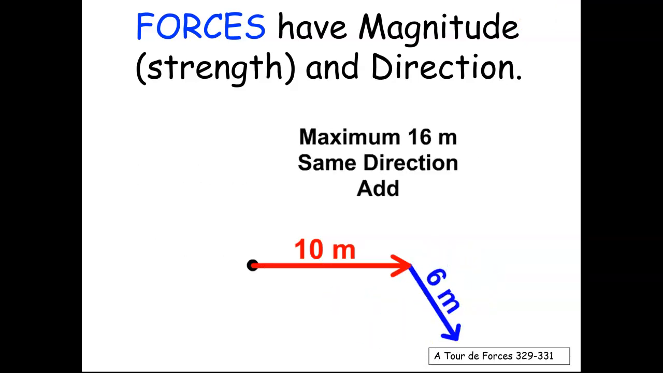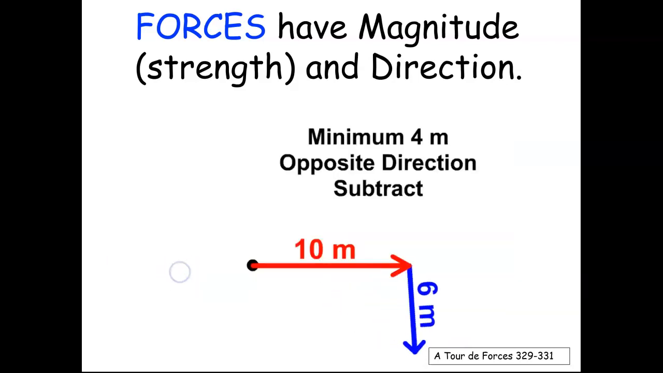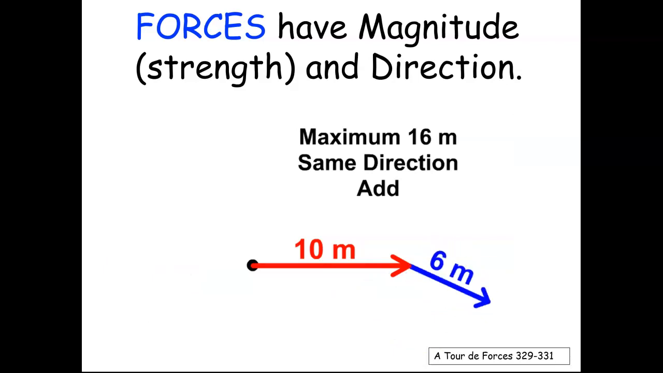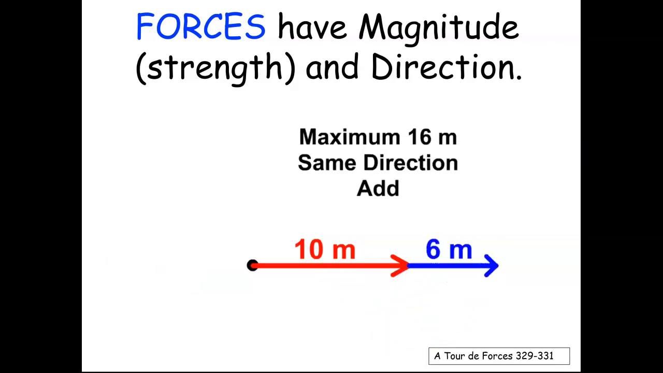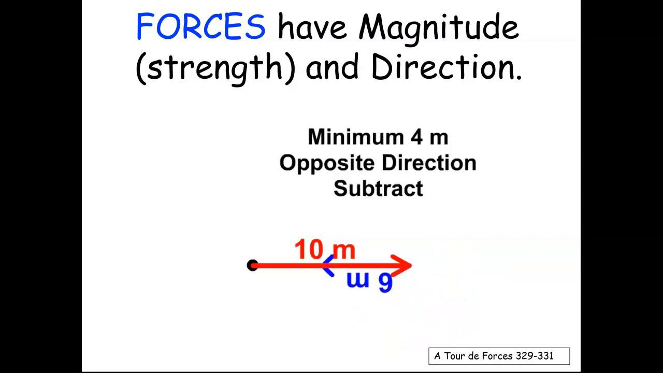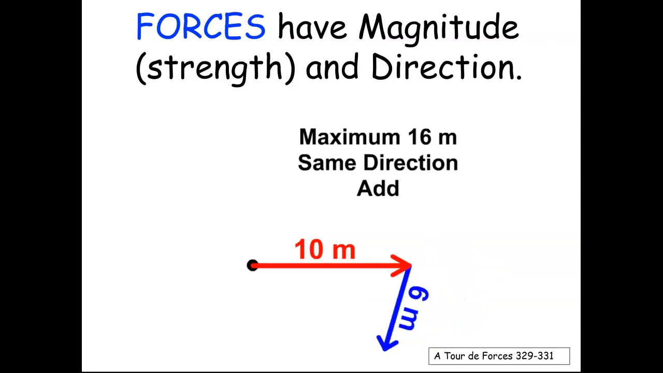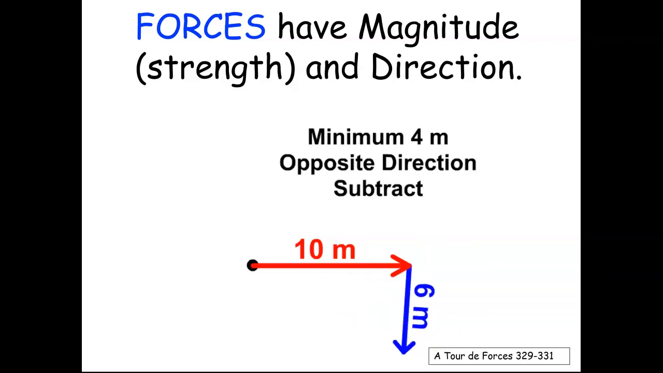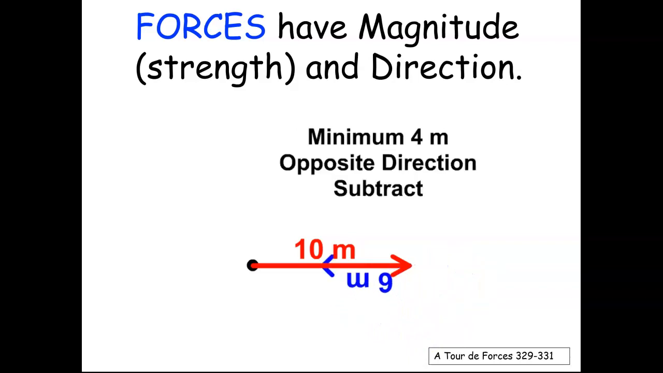So here we have an example of where the object was going 10 meters to the right and then changed directions and went 6 meters to the left. You can see that the red arrow is larger and the little arrow is smaller. This is just showing you vectors.